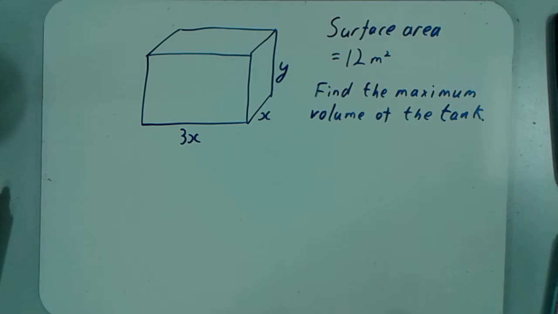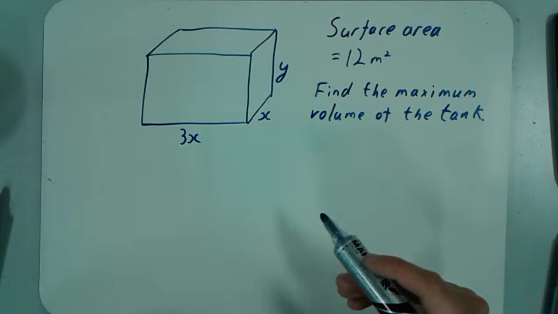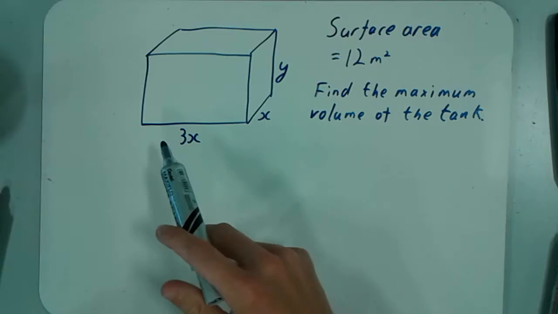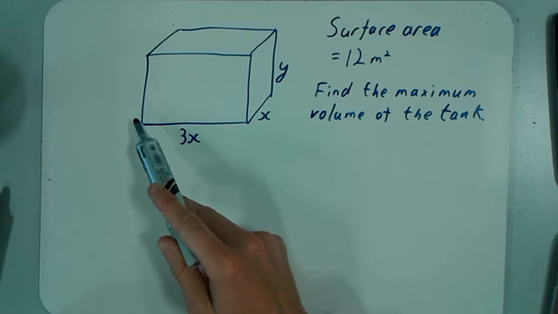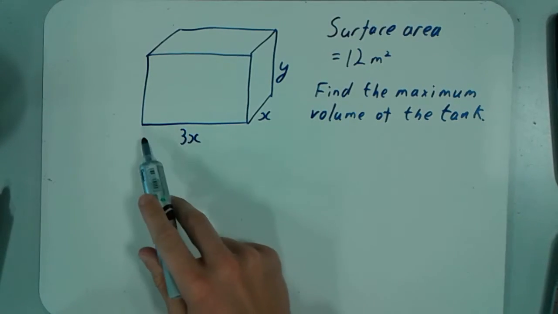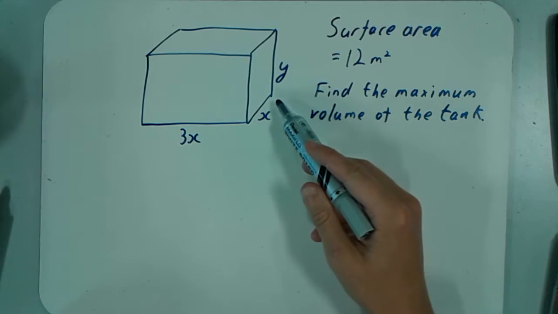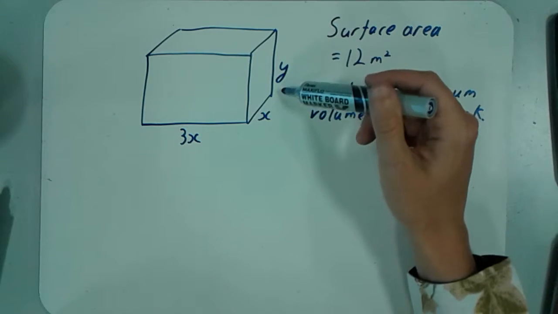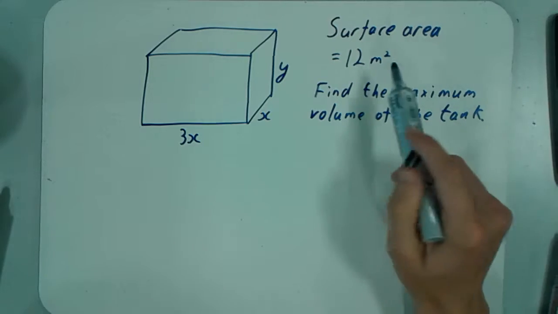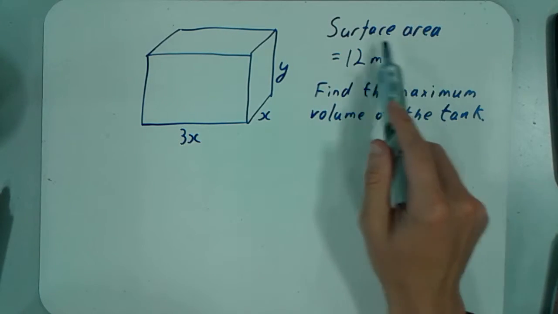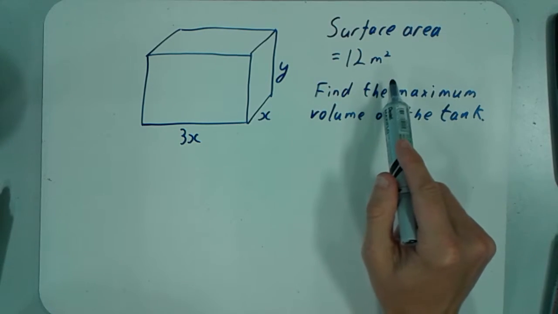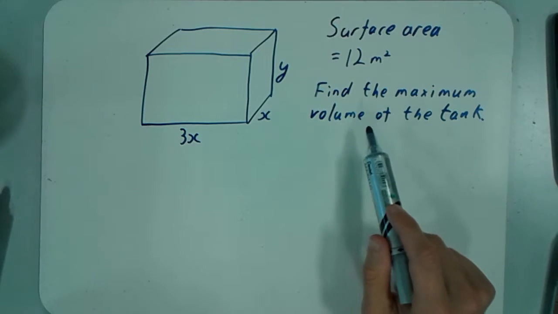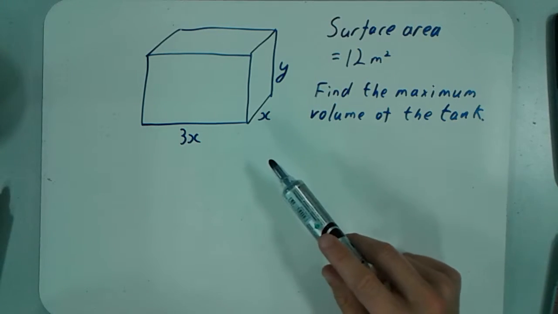Let's apply everything we've learned about differentiation so far. In this question, we're described some sort of water tank where its length is 3 times its base, and it has some height. We're told that the surface area of this tank is 12 meters squared. We need to find the maximum volume of this tank.